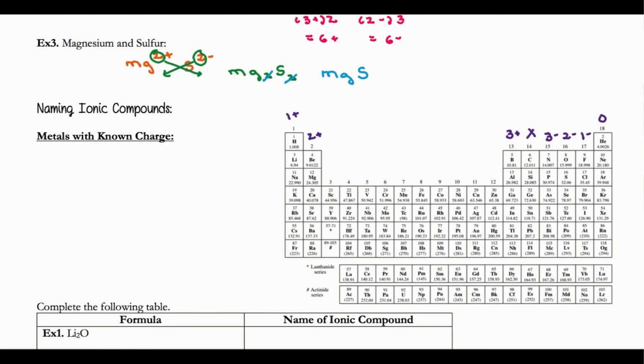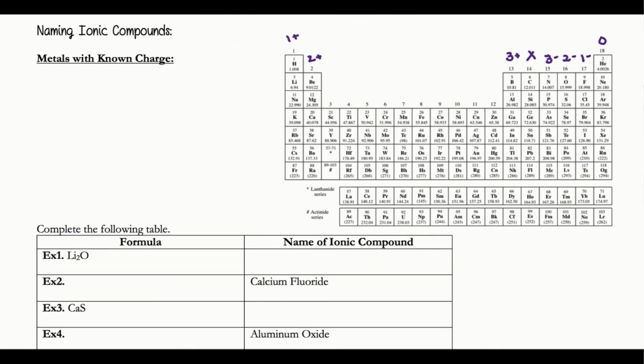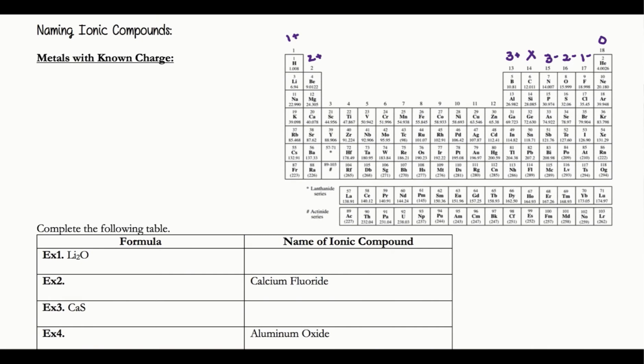Okay, let's talk about naming. It's not much more difficult than what we just did. When we're writing the name of an ionic compound, we're going to write first the name of the metal, and then we're going to write the name of the nonmetal. The only weird thing with this is that we're going to add an -ide ending. Okay, so let me show you some examples.